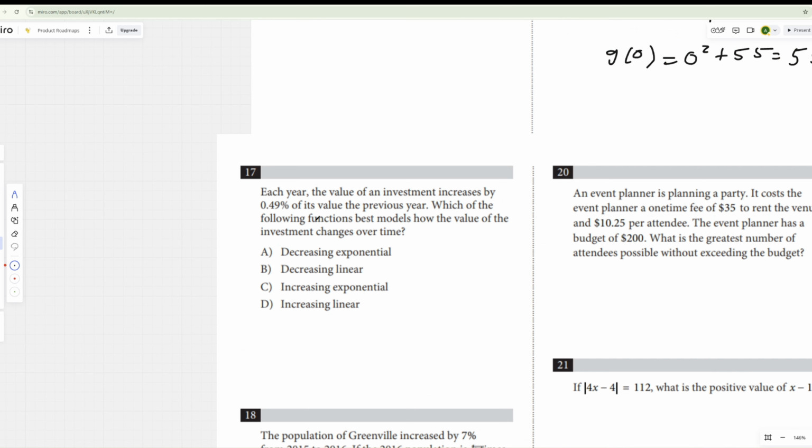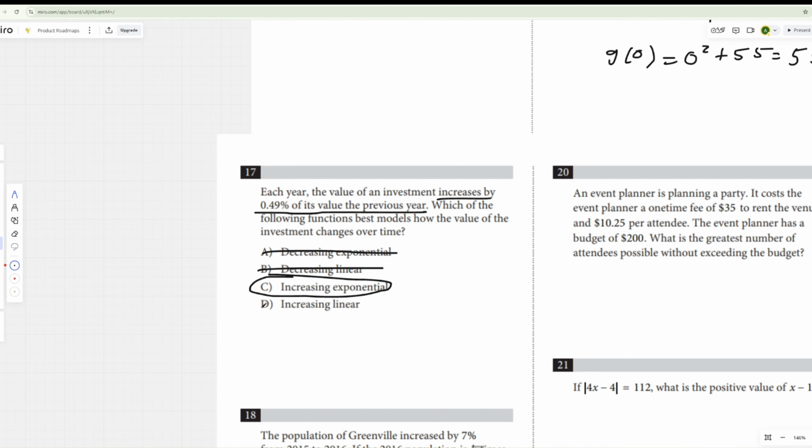Each year, the value of an investment increases by 0.49% of its value the previous year. Which of the following functions best models how the value of the investment changes over time? Well, it says increases, so we can immediately get rid of the decreasing, right? It increases 0.49% of its value. But this is the next important part, 0.49% of its value the previous year.